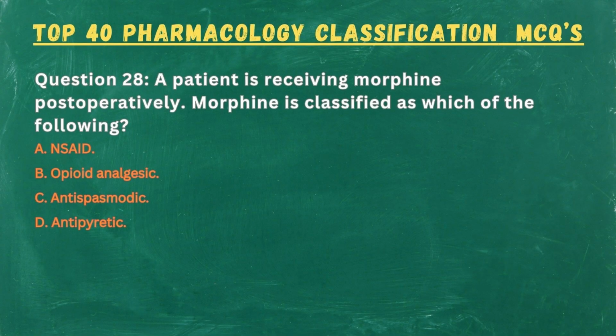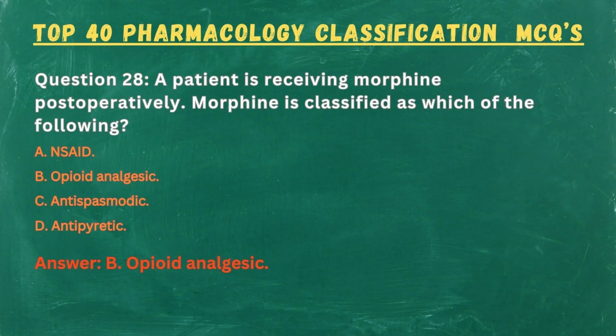Question 28. A patient is receiving morphine postoperatively. Morphine is classified as which of the following? A. NSAID. B. Opioid analgesic. C. Antispasmodic. D. Antipyretic. Answer: B. Opioid analgesic.